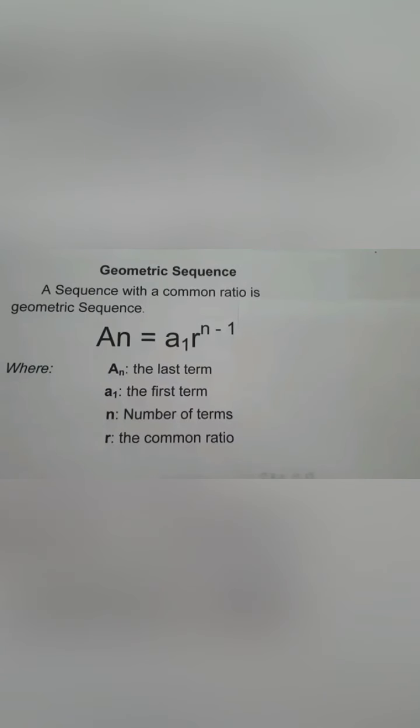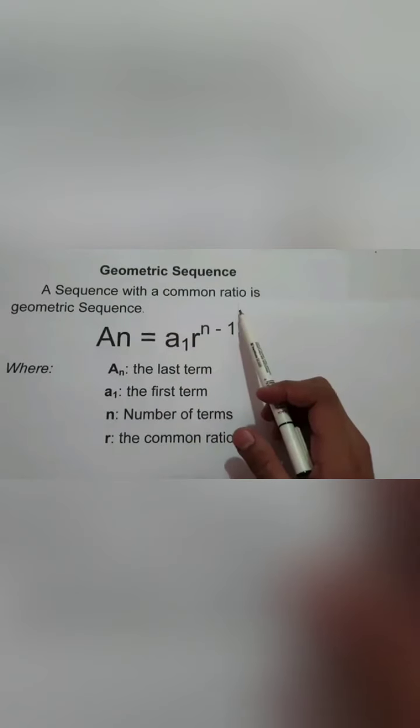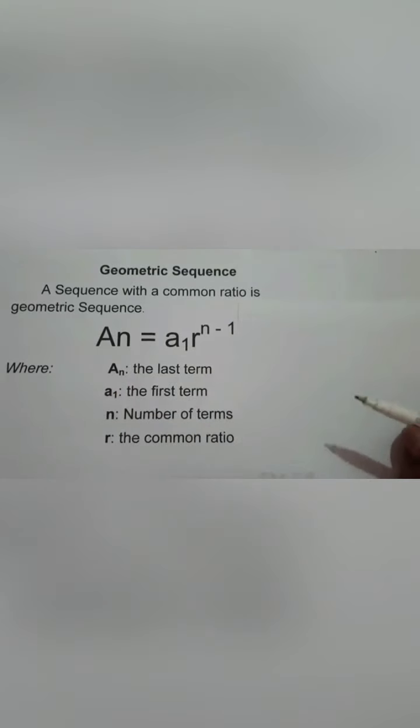Thank you. For today's video, we are going to talk about what a geometric sequence is, and we are going to find out how to find the nth term of a geometric sequence. First, let us define what a geometric sequence is. When we say geometric sequence, it's a sequence with a common ratio. That is what we call a geometric sequence.